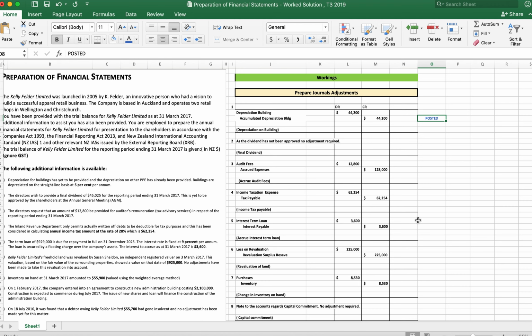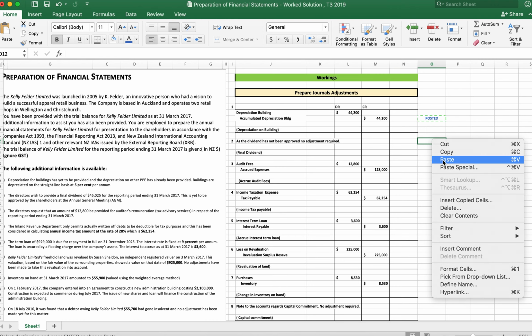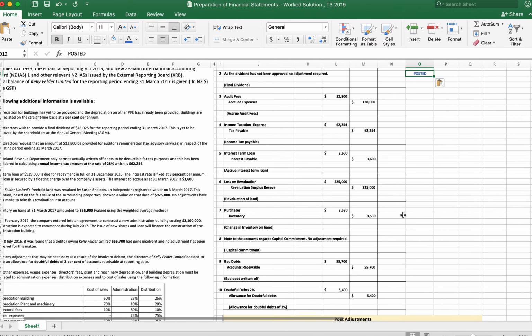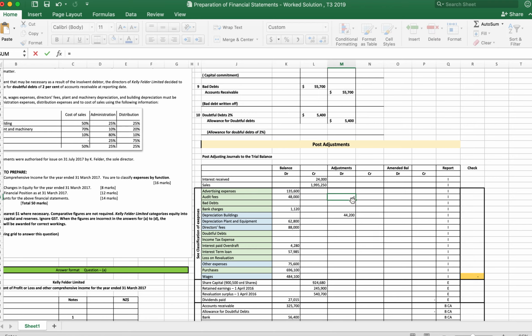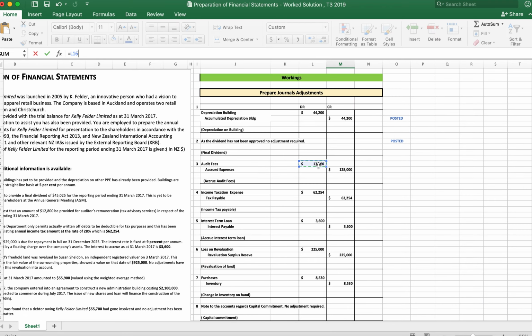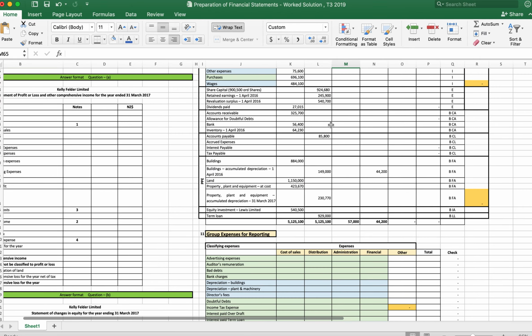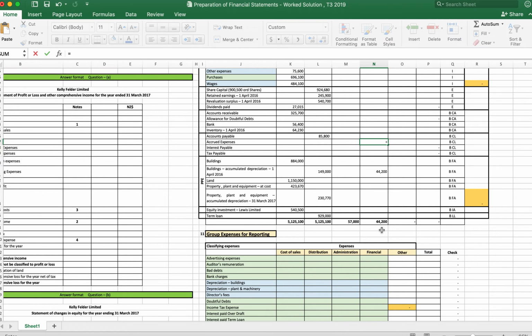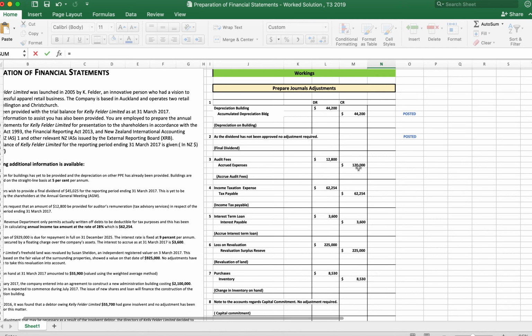Just in case I have to get stopped at any point, I always put posted. Okay, the next one, probably I could just put noted, but I'm going to put posted anyway, so I don't have to do anything. The next one is audit fees. Audit fees are there, it's debit. And accrued expenses is credit. Accrued expenses are here. Okay, we've got checks and balances at the bottom of our trial balance to make sure that it balances, because it's got to balance by the time we get to the end.